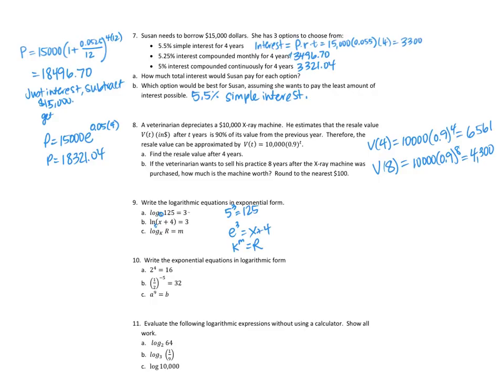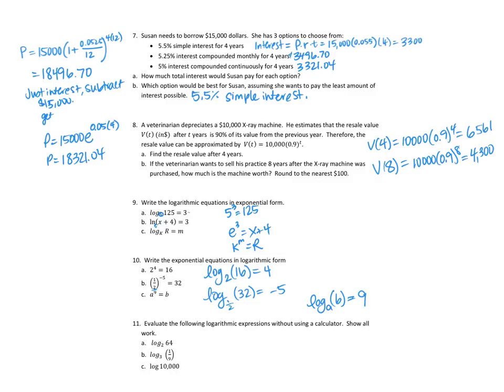Okay, then it says write the exponential equations in logarithmic form. So log, the base is 2 of 16 equals, and then the exponent is 4. Okay, for this one I could do log, the base again is 1/2 of 32 equals, the exponent is -5. And then a to the 9th equal b, I can say log, the base is a of b, lowercase b, make that lowercase. Equals the exponent, which is 9.